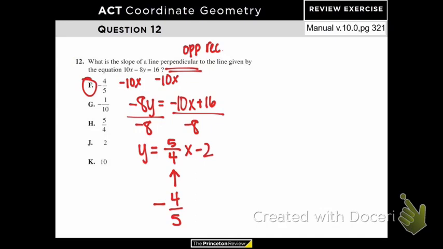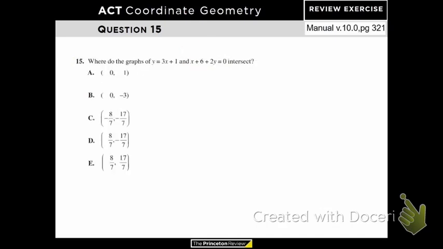F. And then last one, where do the graphs of these two lines intersect? So, couple ways of doing this. If you have a graphing calculator and you're good with the graphing feature, you can graph both of these lines and just find the intersection point, which is probably faster if you're good at this, but I know that we don't all have graphing calculators, so I'm going to show you the second method.